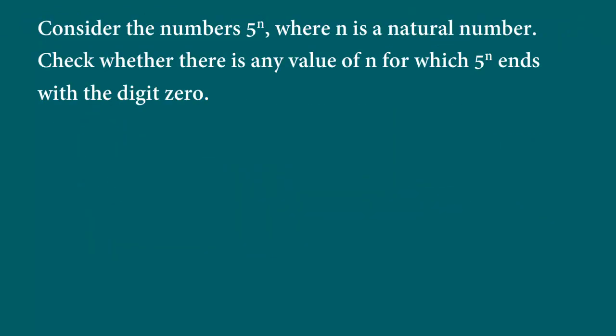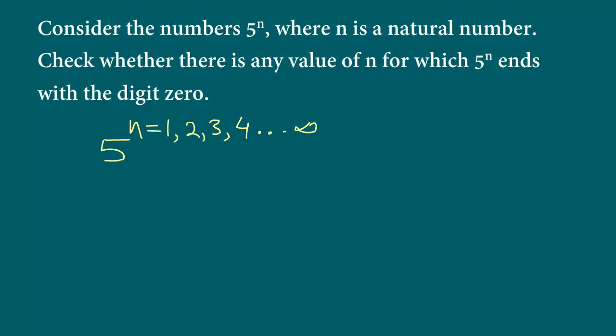Now let's take a look at this question and see if we can figure out together how to solve it. Consider the numbers 5 raised to the power n, where n is a natural number. Check whether there is any value of n for which 5 to the power n ends with the digit 0. In other words, our number is 5 to the power n, where n is a natural number. That means n can have values like 1, 2, 3, 4, 5, all the way to infinity. n can have any one of these values.